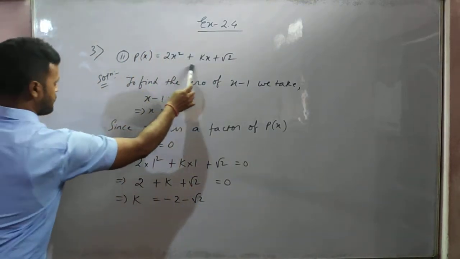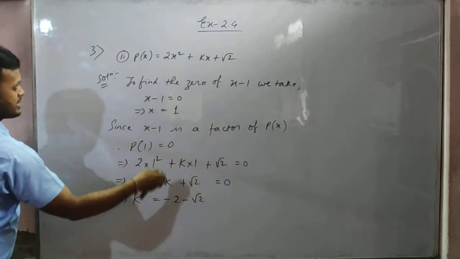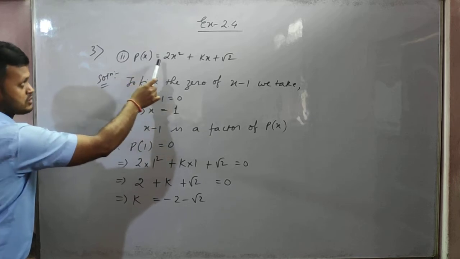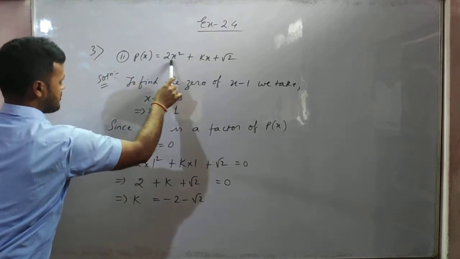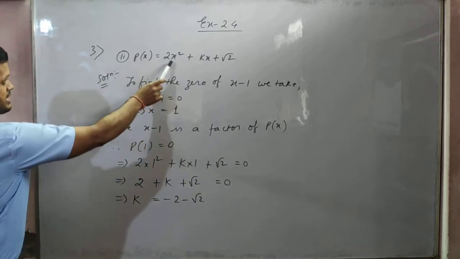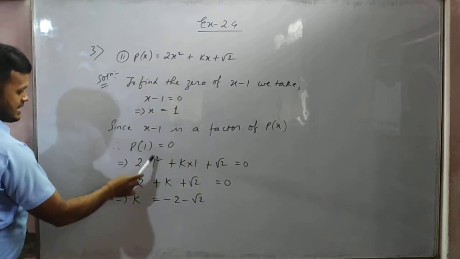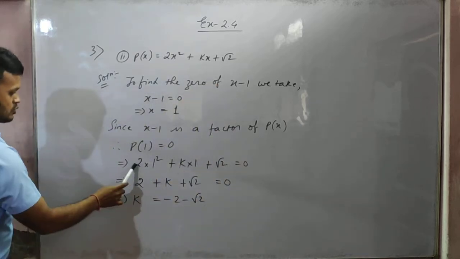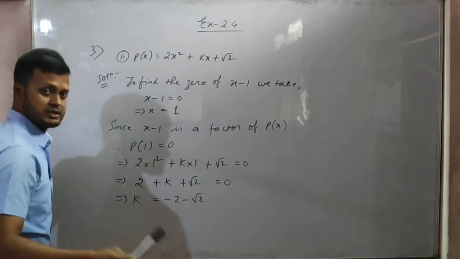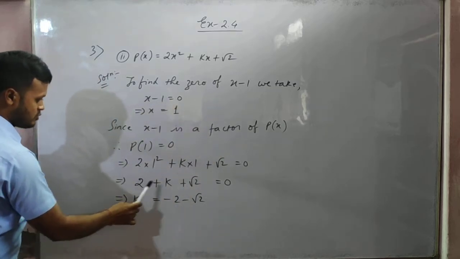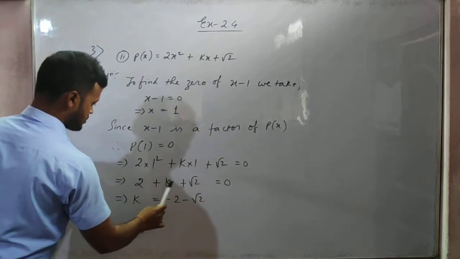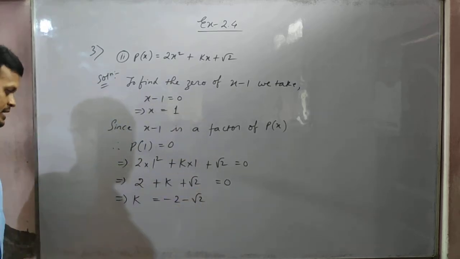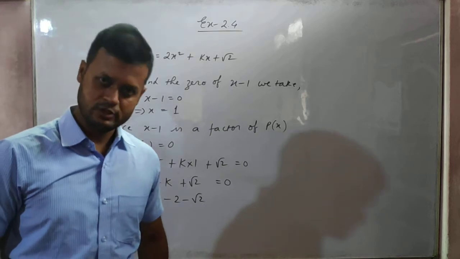Write this full equation here, and in place of all the x, I am putting 1. So 1 square, and in place of this x also 1, and root over 2 will stay here. So 2 into 1 square, students. 1 square means 1 into 1, that is 1. So 2 into 1 will be 2, and k into 1 will be k, plus root over 2. Take 2 to the right hand side, it will become minus 2. Take root over 2 to the right hand side, it will become minus root over 2. Is it okay?